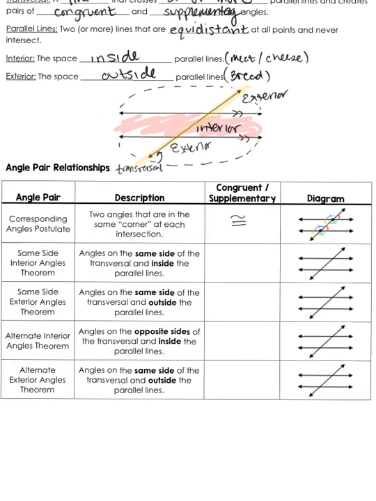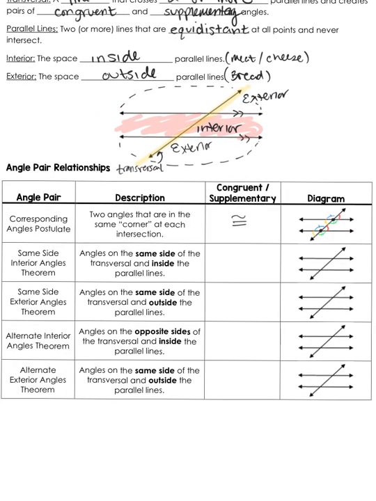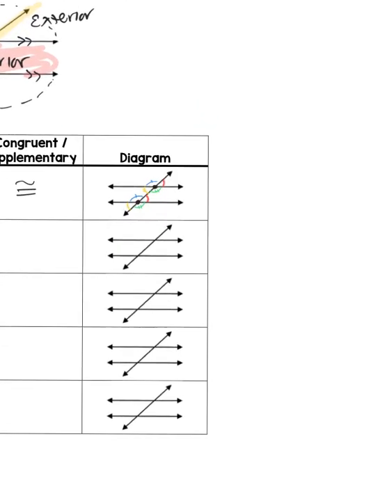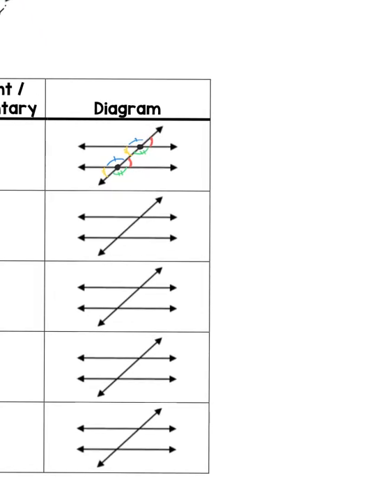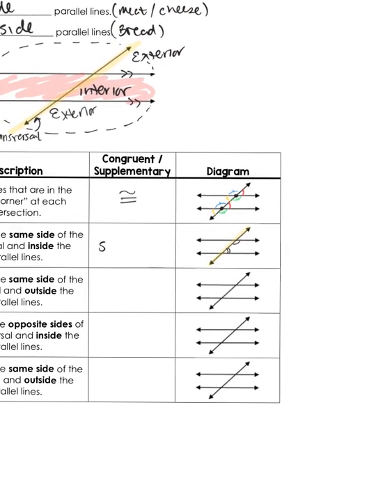Our next relationship are same side interior angles. So angles that are on the same side of the transversal and inside the parallel lines. So I'm going to highlight my transversal. This is angles that are on the same side of the transversal and inside the parallel lines. So this angle right here and this guy right here are both on the same side of the transversal. They're on the right and they are inside the parallel lines. These angles are supplementary.